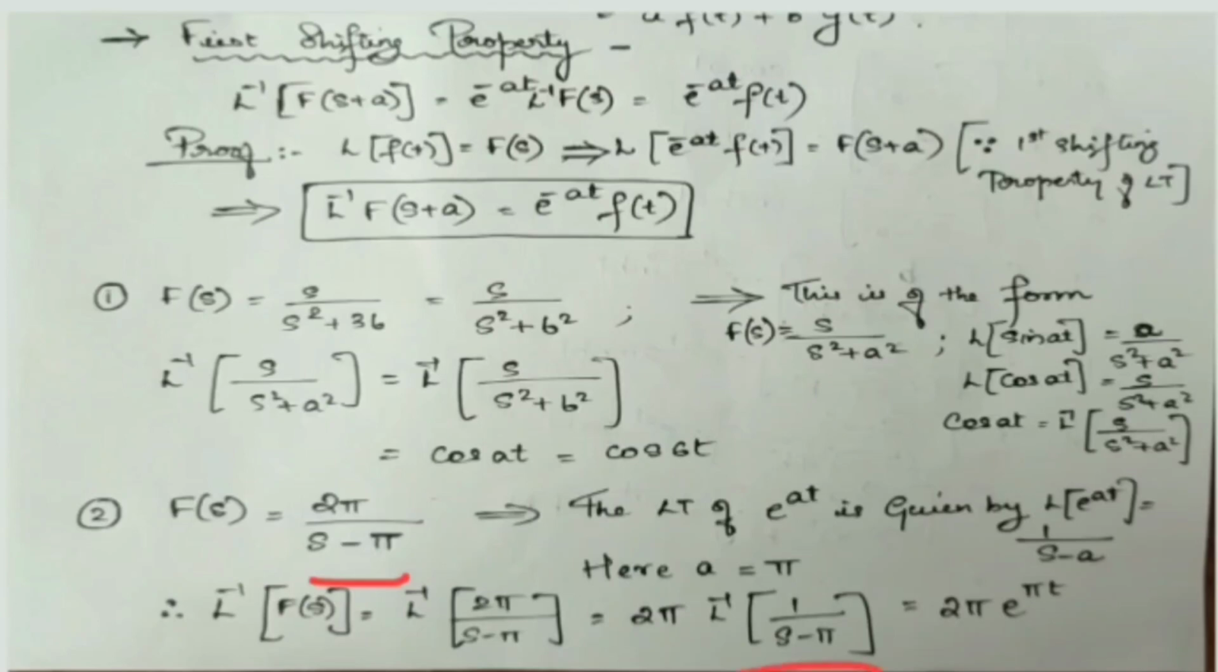So Laplace inverse of 1 by s minus pi is given by e raised to pi t, and we'll write this 2 pi as it is. 2 pi is a constant, so we have taken this outside. 2 pi Laplace inverse of 1 by s minus pi is equal to 2 pi e raised to pi t.